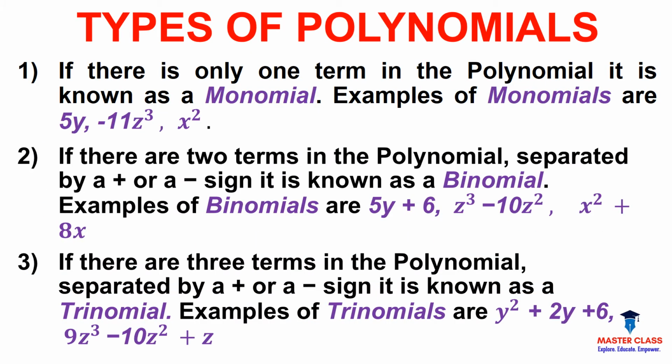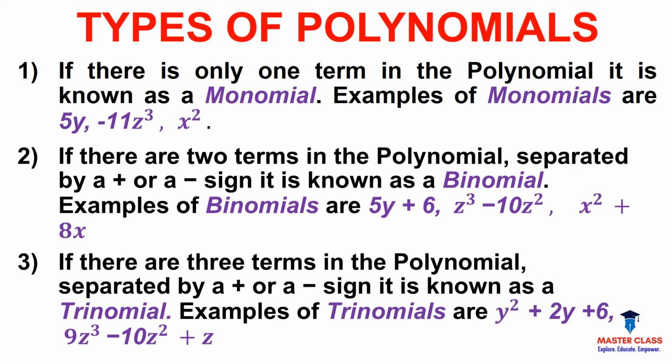We shall now learn how to classify polynomials according to their different types. One way of classifying a polynomial is based on how many terms are there in the polynomial. If there is only one term in the polynomial, it is called a monomial. Examples of monomials are 5y, minus 11z cube, or x square.